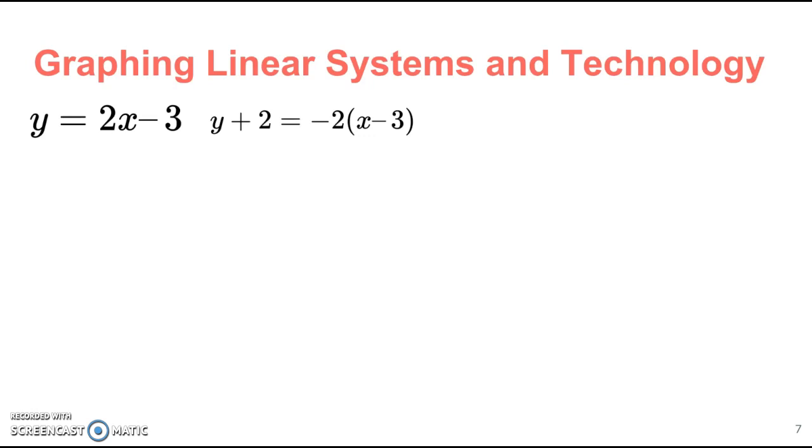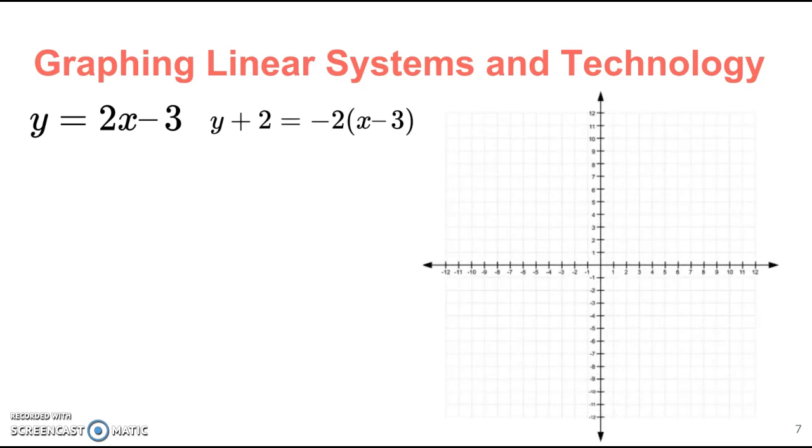And so here's a little graphing linear systems in technology. Here's my first equation, y equals 2x minus 3. And here's my second equation, y plus 2 equals negative 2, and in parentheses, x minus 3. And there's a graph.